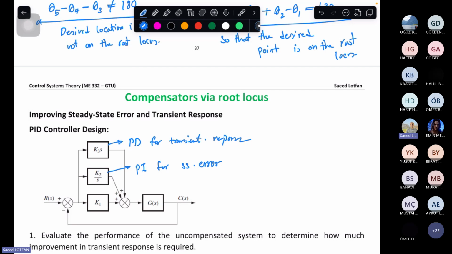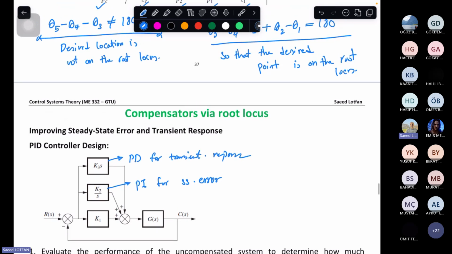If we want to do it step by step, which one should I do? For example, I want to make better the steady state error and make better the transient response. Make better means I design it such that it meets the specification that I need in terms of transient response. Which one should I do first? PD or PID? PI, sorry. PD or PI? Which one should I do first?